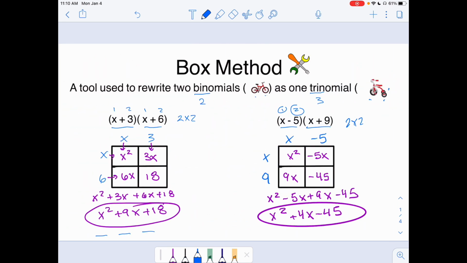If we recall from the box method, our first term is created from multiplying our two variables together. Our last term is created by multiplying our two numbers together, and our middle term was created by adding the two terms together. That's going to be really key when it comes to factoring, which means moving from the trinomial to the binomials. Again, moving from the trinomial to the binomials.